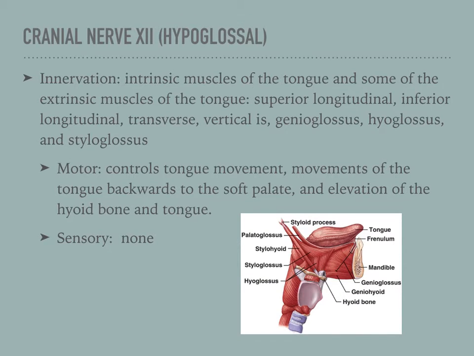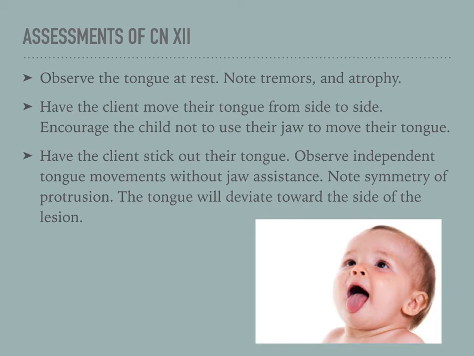Sensory, there is none. Assessment of cranial nerve number 12 is to observe the tongue at rest. Note tremors and atrophy. Have the client move their tongue from side to side and encourage the child not to use their jaw to move their tongue. Lastly, have the client stick out their tongue. Observe independent tongue movements without jaw assistance.